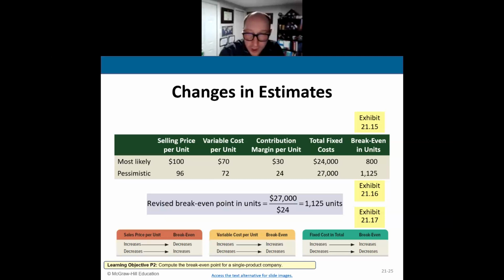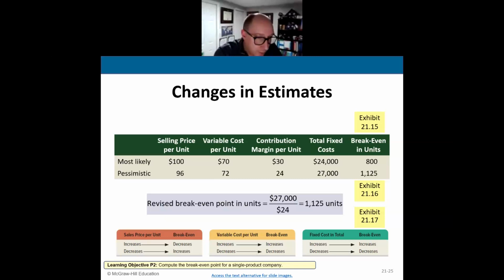What if that changes? What if my sales price goes down to $96? I put it on sale. What if my variable cost went up by $2? That means my contribution margin, sales minus variable cost, equals contribution margin per unit of $24 in this case. Let's say my total fixed cost rose because we purchased another vehicle, or we got a new manager, whatever. Cost went up a little bit. That changes my break-even point. Total fixed cost divided by contribution margin per unit equals break-even in units.